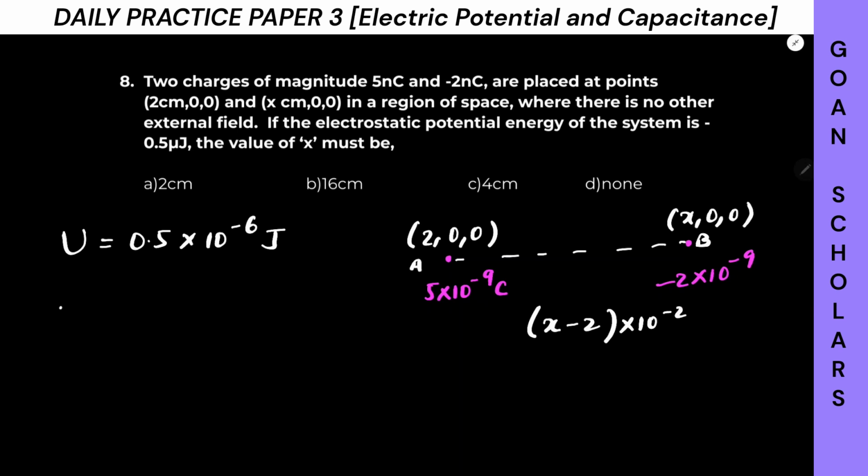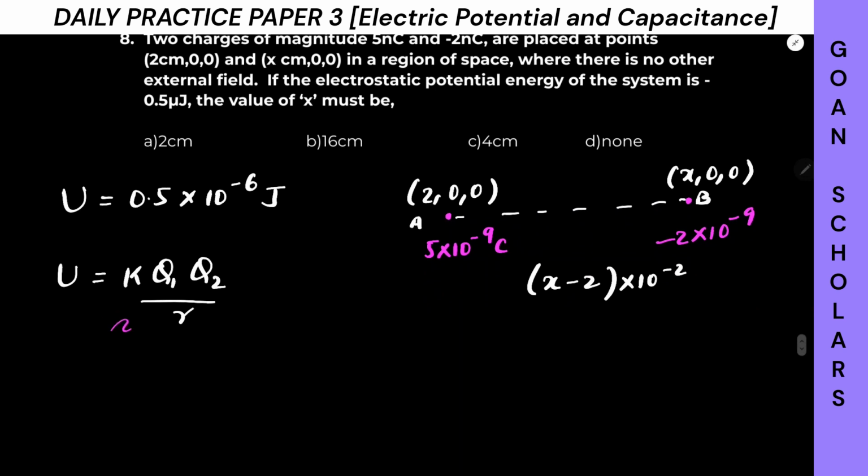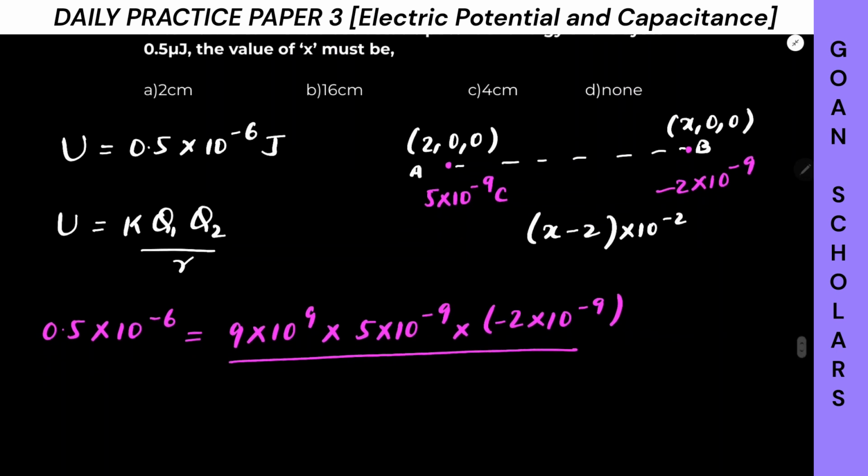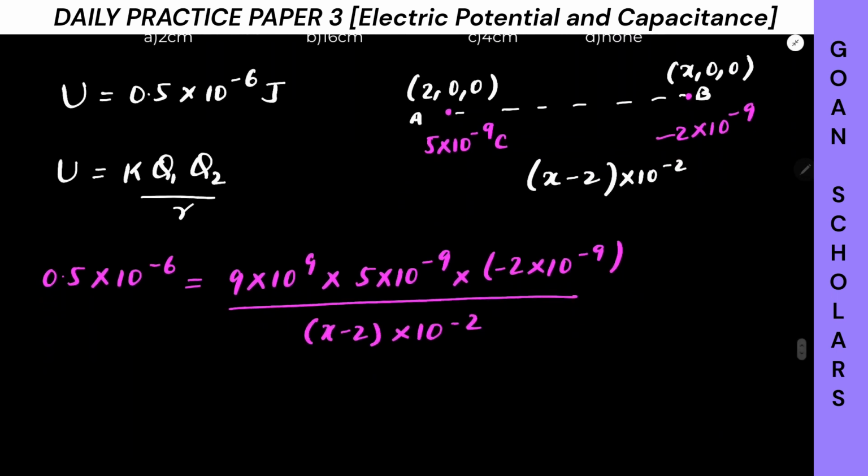So potential energy between two charges, we know it is K Q1 Q2 by R. Let's substitute the values. U is 0.5 into 10 to the power minus 6. What is K? 9 into 10 to the power 9. Charge Q1 is how much? 5 into 10 to the power minus 9. And what is charge Q2? Minus, be very careful, the minus sign is important, 2 into 10 to the power minus 9. Whole divided by the separation, x minus 2 into 10 to the power minus 2. Correct?